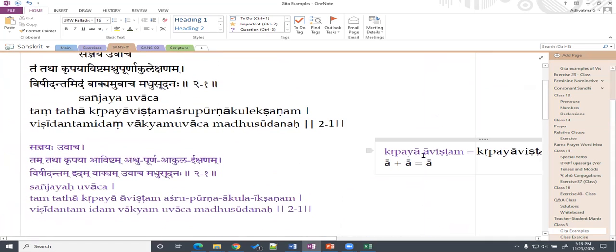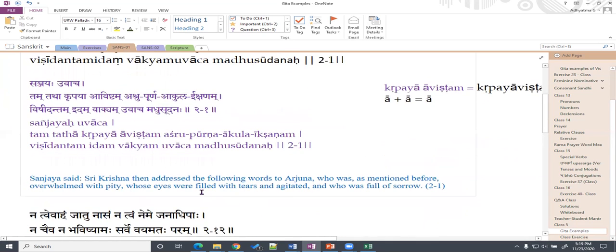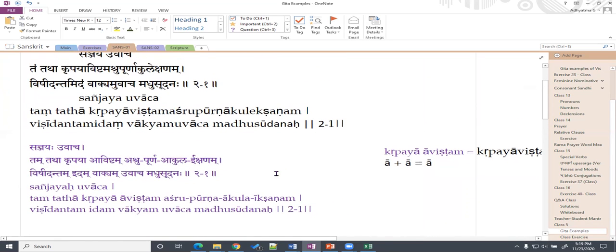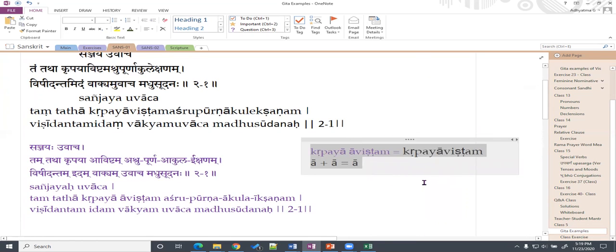Krupaya means with compassion, and avishta means overcome with compassion, so over here it is overwhelmed with pity. But the meaning part is not very important to understand sandhi. It is important to understand the words and vocabulary, but just to understand the sandhi rules it is not very important. We'll focus a little more on the structure today, but I'll try to explain the meaning also. And then there is another sandhi happening of the same kind, which is also called dirgha sandhi.